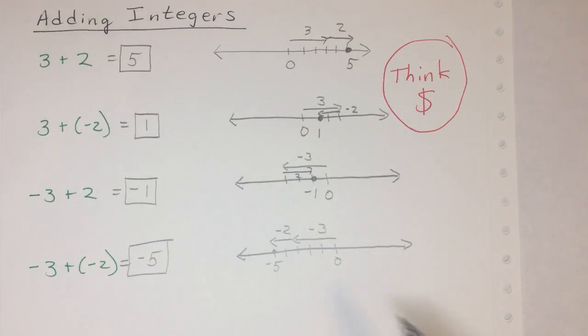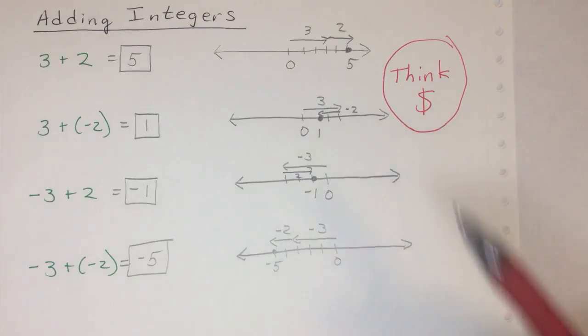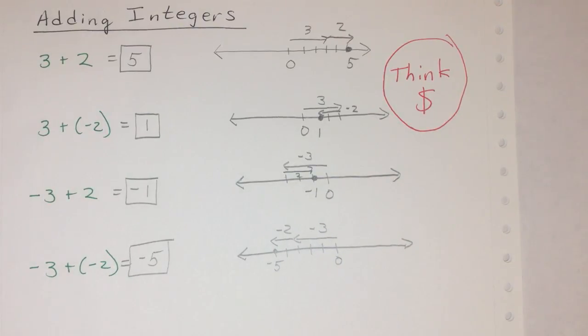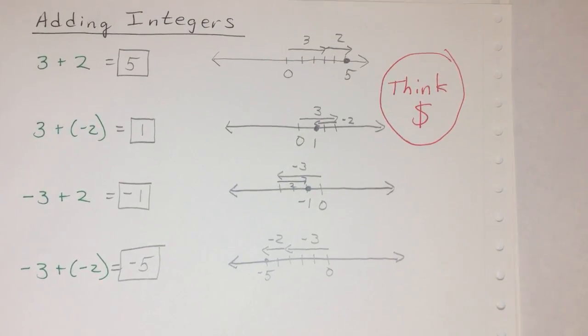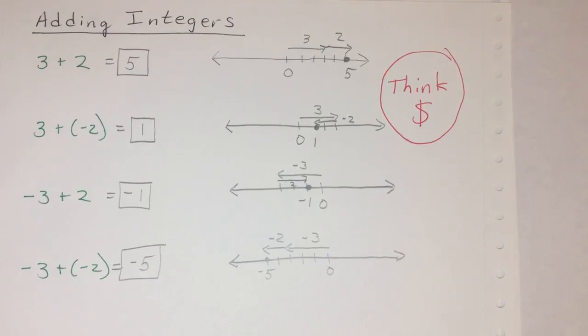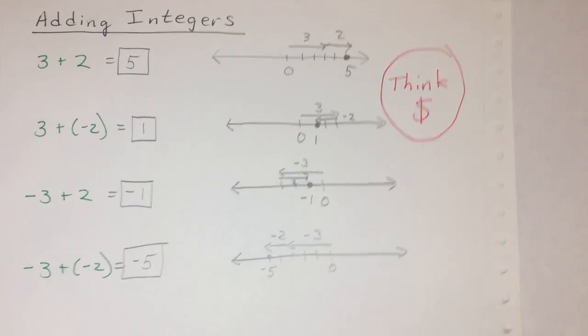The number line will always work, although sometimes drawing a number line will get complicated, especially with larger numbers. But if you get stuck, go to the number line. But think about money for addition. Positive, money you have. Negative, money you owe. You only really have to worry about memorizing the rules with signs for multiplication and division. Addition, think money.